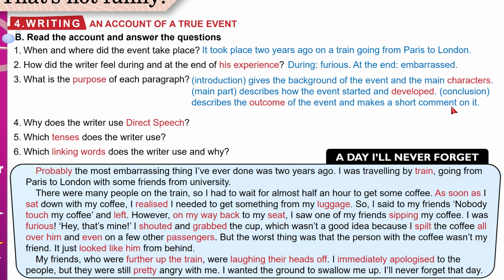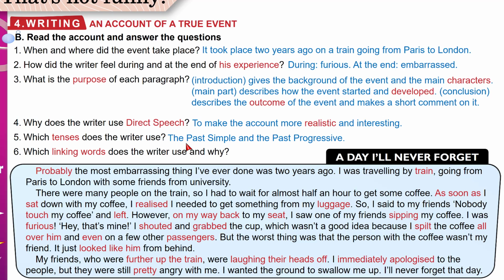That is a comment. 4. Why does the writer use direct speech here? Nobody touch my coffee. Hey, that's mine. Why does the writer use this? To make you feel that you are in that account. You are living it. More realistic, more real. 5. Which tenses? He used past progressive and past simple.